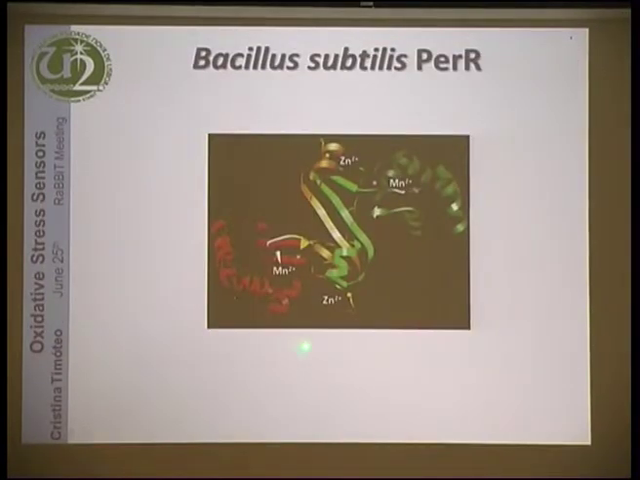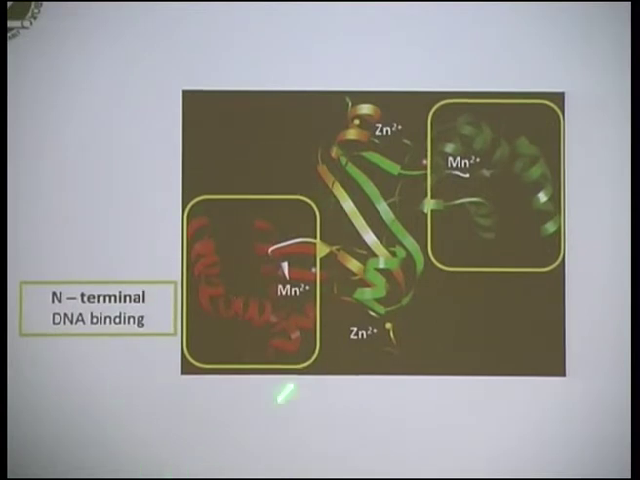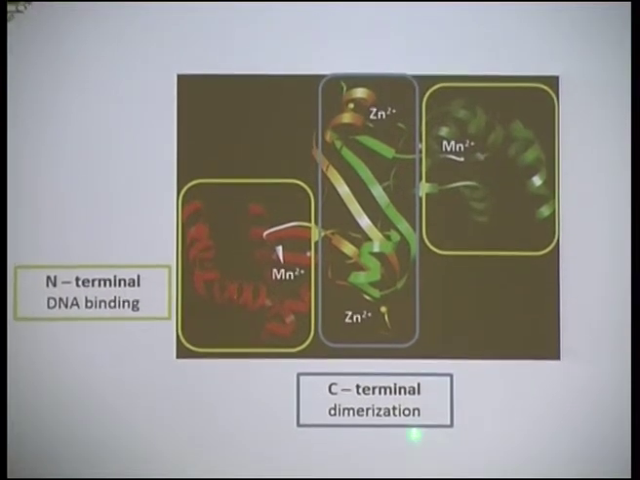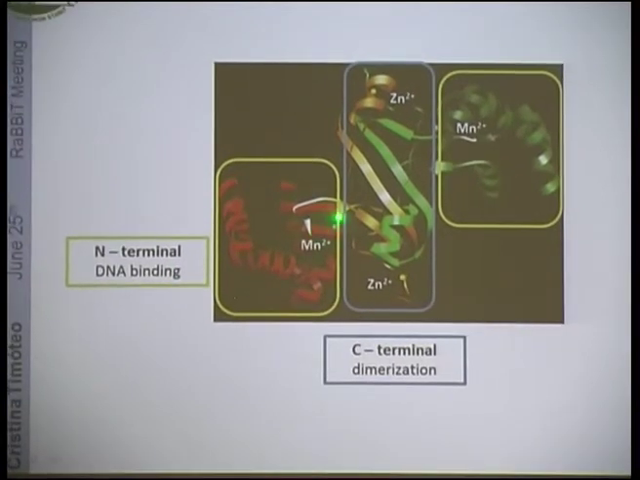Okay, so this protein was first discovered in Bacillus subtilis. And this is the structure of the Bacillus subtilis PER. We have an N-terminal DNA binding domain, and in the C-terminal we have the dimerization domain. This is one monomer and another monomer. Each monomer has an iron or manganese binding site and the zinc binding site included in the dimerization domain.